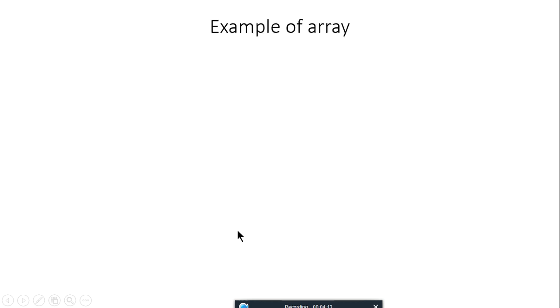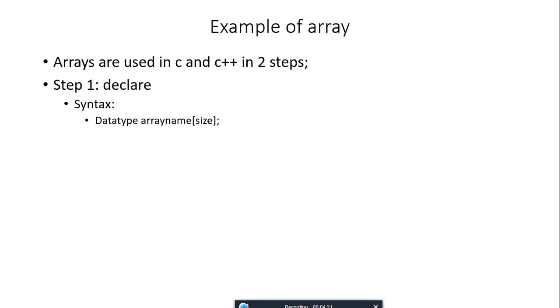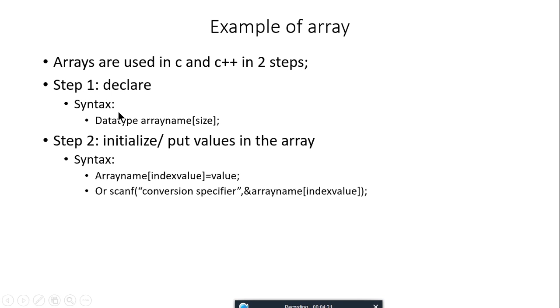So let's start with an example of an array. Whenever you want to declare an array in C and C++ language, it should be done in 2 steps. Step 1, declare. As I have told you previously, data type, array name and size are the pattern that you have to follow to declare an array. Once you have declared an array, memory blocks are allotted to you, but to put values in this array, you need to initialize your array, and that is the second step.